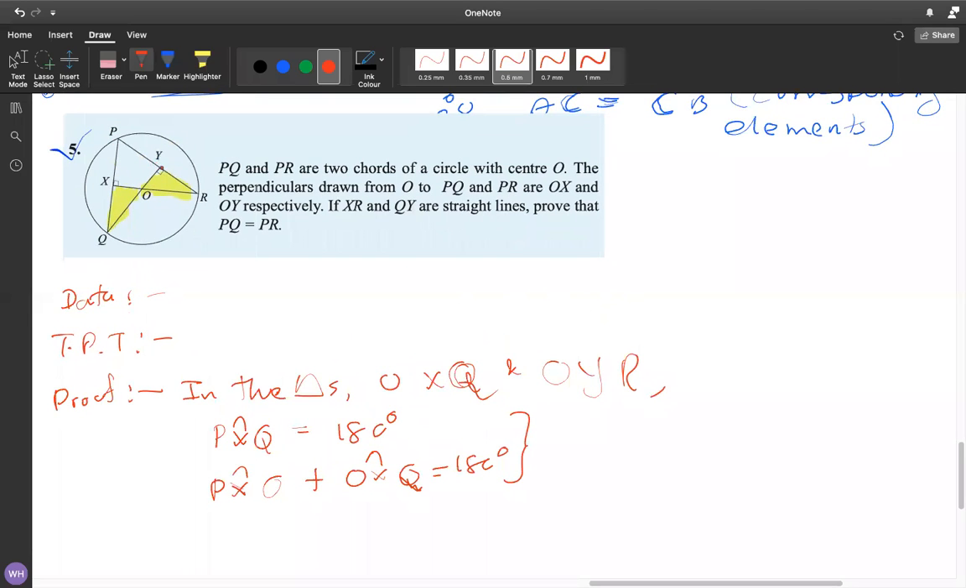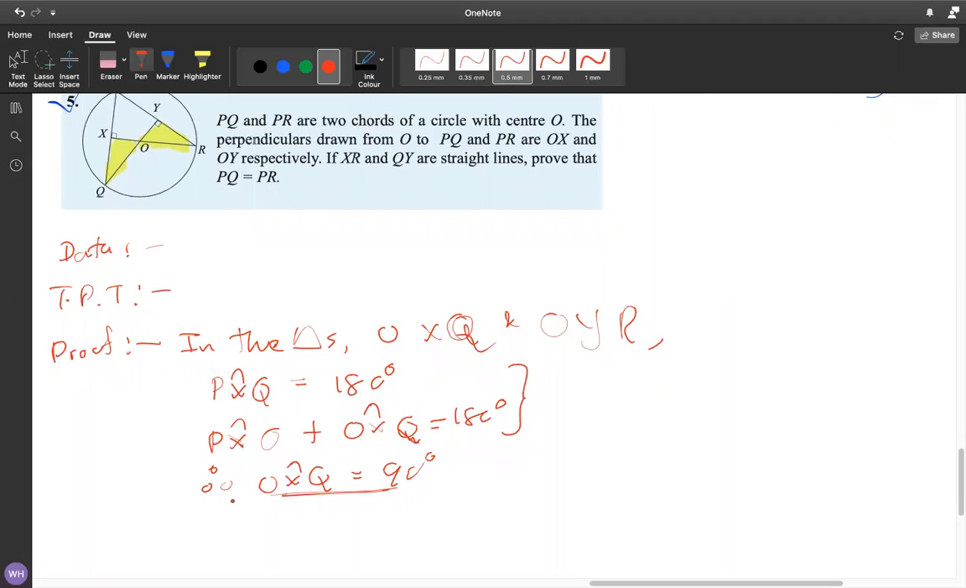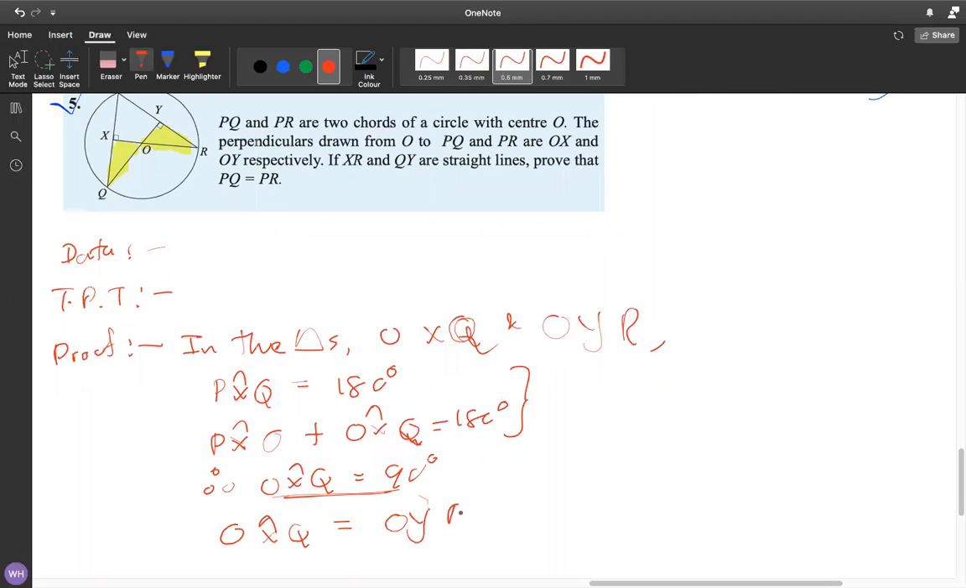No, they have just perpendiculars. Okay, if this is perpendicular, this is 90 degrees, you can just say it as well, doesn't matter. Simply you can say it. Okay, anyhow, come on. Therefore angle OXQ will be equal to 90 degrees. So we have proved that this is 90. Then you can say that angle OXQ will be equal to angle OYR. Here one pair of angles is 90 degrees.